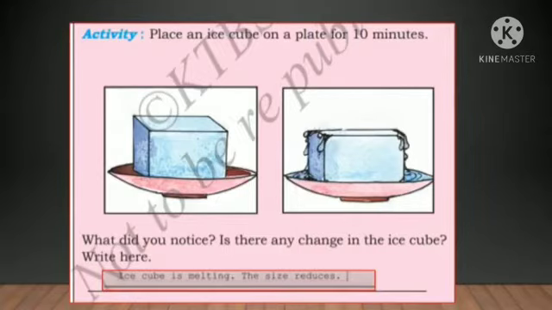Then there is one activity on page number 144. Place an ice cube on the plate for 10 minutes. What did you notice? Is there any change in the ice cube? This is a very easy experiment that you can do at home, isn't it? The ice cube is melting, the size reduces. That is the answer that you have to write down in your textbook.